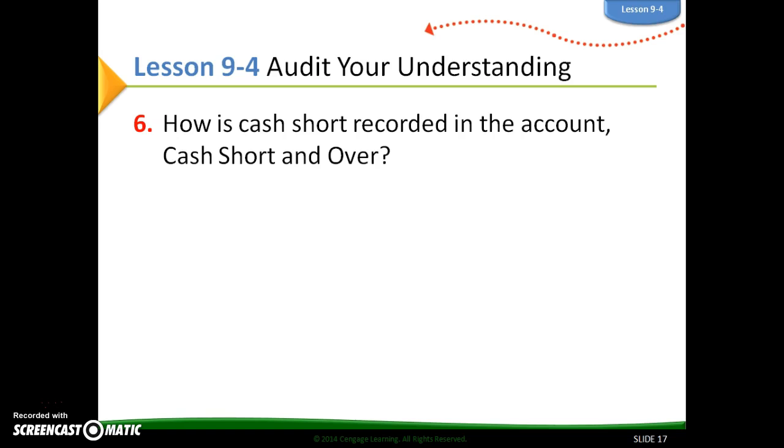All right, how is cash short recorded in the account cash short and over? And again, you want to be thinking about, am I going to debit or credit? It's a debit if you're cash short.